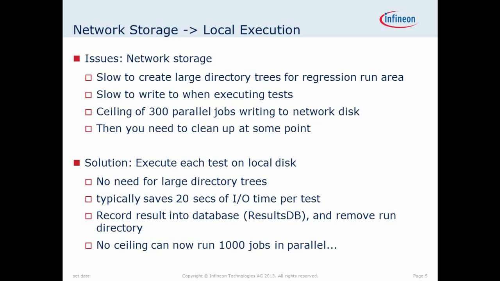What this does is it typically saves us 20 seconds per test, which on an average test length of 100 seconds is 20% of every test. We've saved 20% on execution time purely by not using the network disk. And the best bit is we've removed that false ceiling of 300 jobs, and we can actually utilize the 700 or 800 CPUs that we might have on site.